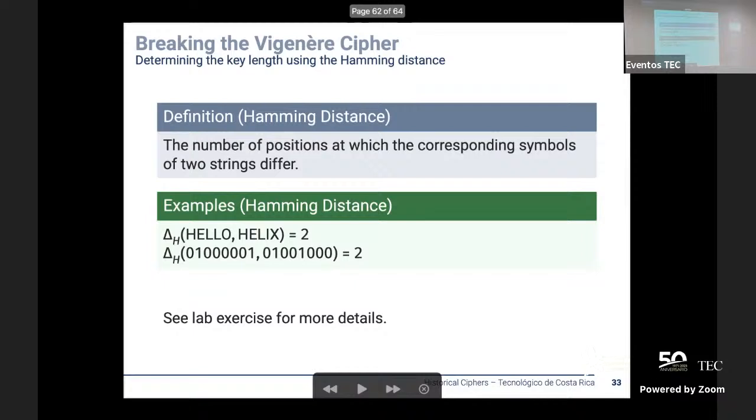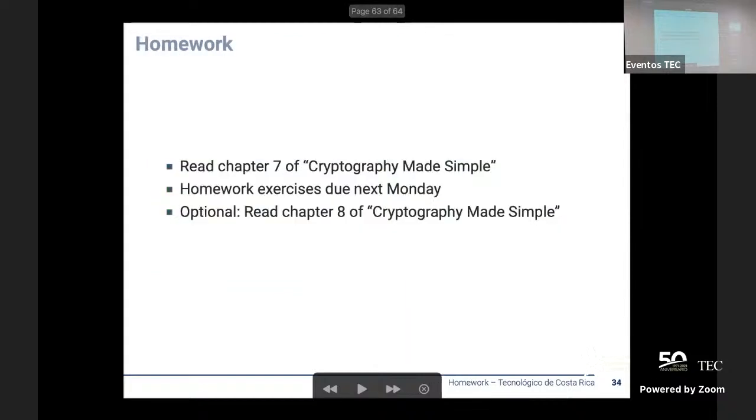So we finished a bit earlier than I thought, actually. Again, the lab assignment contains more details, and I only want to close with a recap of what the homework is. First, please read chapter 7 of Cryptography Made Simple, the book that we use. If somebody uses the old version, Cryptography: An Introduction, the chapters don't necessarily match up. I guess nobody will use it, but if you do, please look up which chapter matches the ancient ciphers.